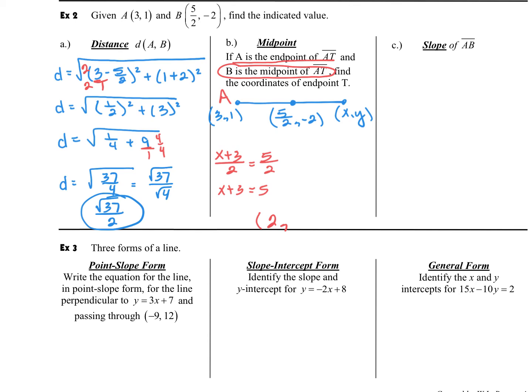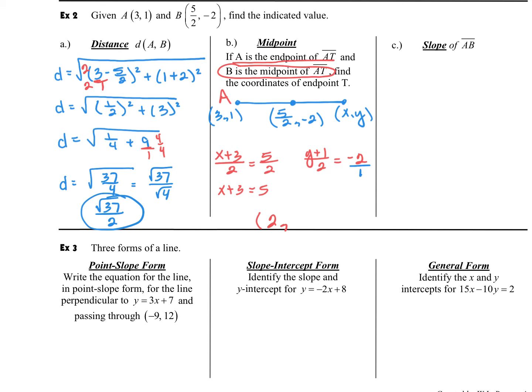I'm going to repeat the process with the y's. The average of these two y values gave me this -2. So now I'm going to see that y plus 1 over 2 had to equal a -2. And here's where I was talking about that cross multiplying. I don't have the same denominator on each side, so I'm going to put the right side over 1 and cross multiply.